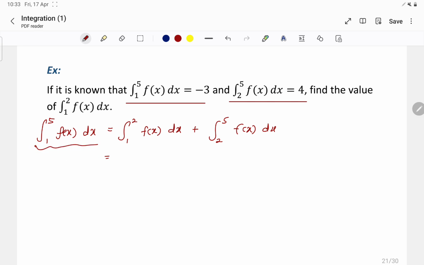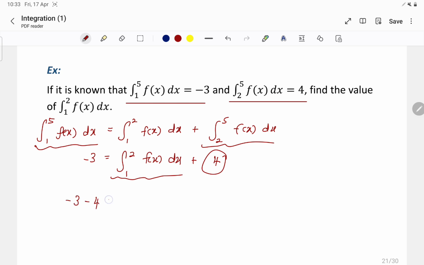Do we have 1 to 5? Yes, which is negative 3. Do we have 1 to 2? No, this is the one that we want to find. And plus 2 to 5, do we have? Yes, which is 4. In order to find the integral of f(x) dx from 1 to 2, you just move 4 to the left side. You are going to get negative 3 minus 4 equal to the integral of f(x) from 1 to 2, which equals negative 7. So this is your final answer.